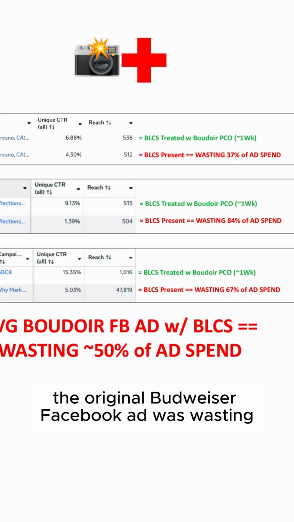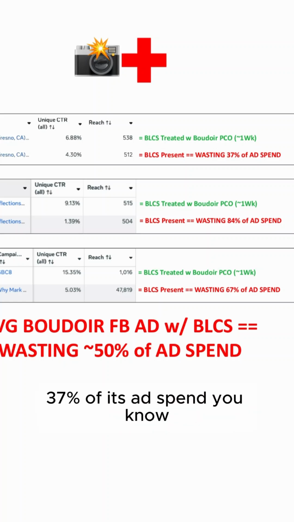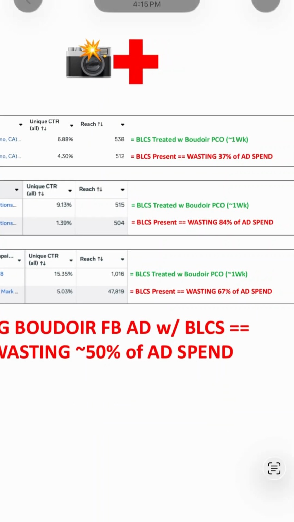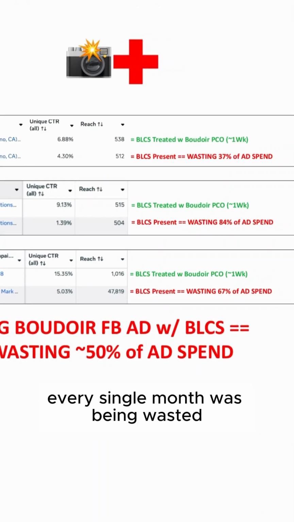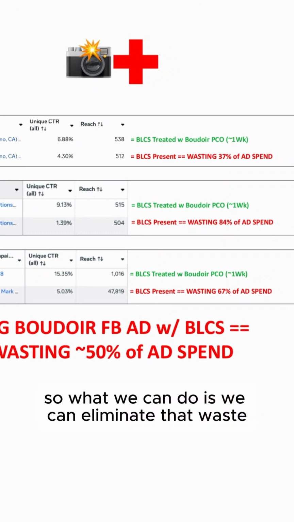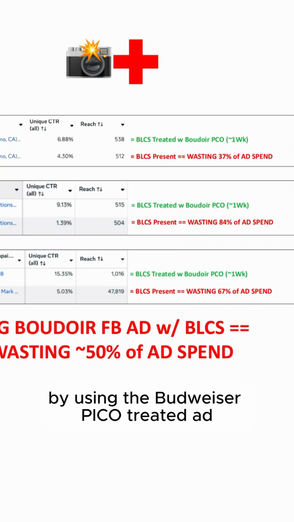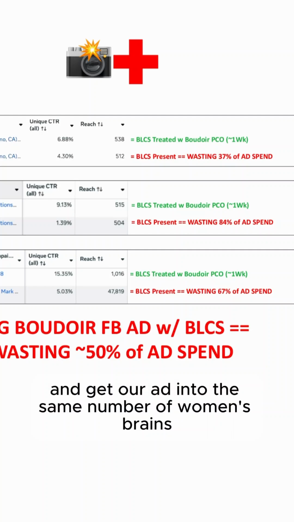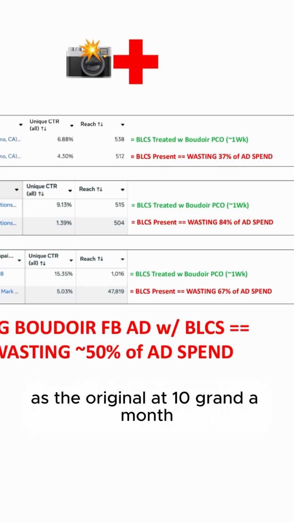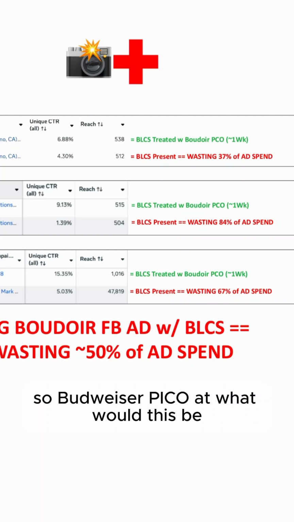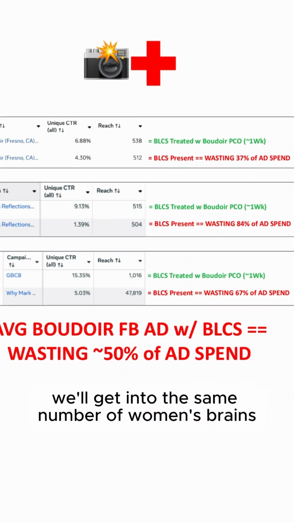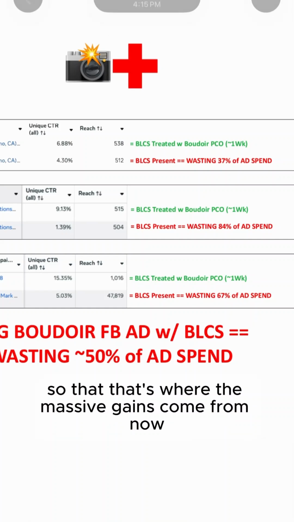So we actually found out the original Boudoir Facebook ad was wasting 37% of its ad spend. So instead of spending 10 grand a month on their Boudoir Facebook ads, $3,700 a month, every single month, was being wasted. So what we can do is eliminate that waste by using the Boudoir Pico treated ad and spend the difference instead, and get our ad into the same number of women's brains as the original at 10 grand a month. So Boudoir Pico at, what would this be, $6,300 a month will get us into the same number of women's brains as the original at 10 grand a month. So that's where the massive gains come from.